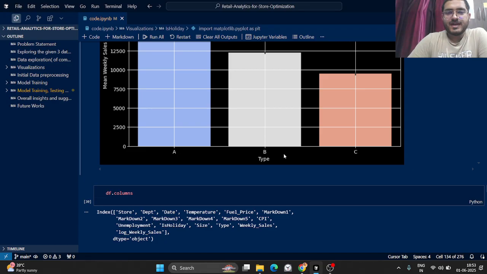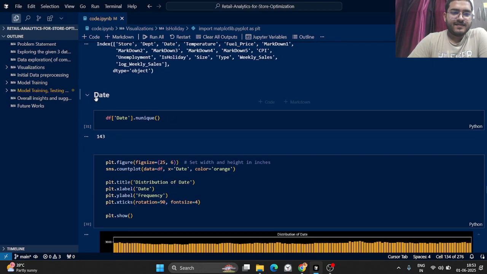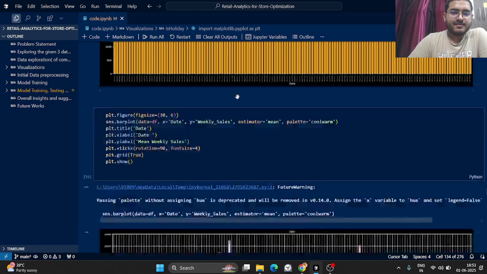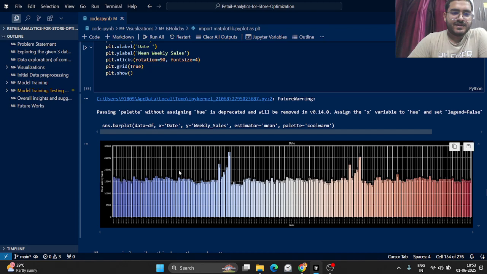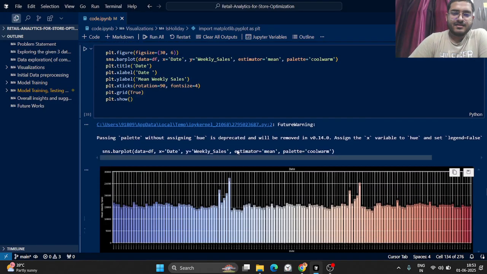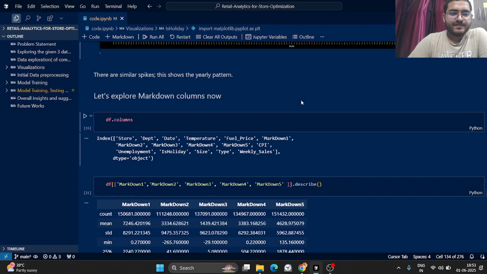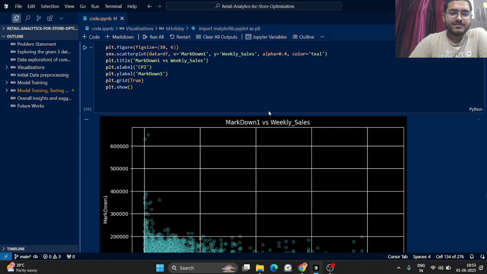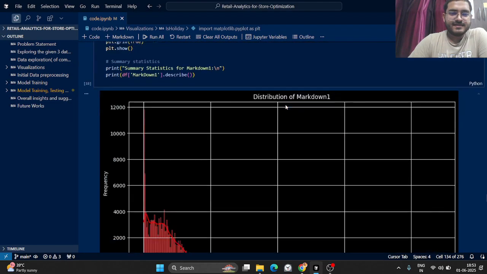There was a graph for type ABC. This was the average weekly sales, and we went on to plot the date. This was the weekly sales over date. We can see some kind of annual pattern, basically at the end of the year. We can zoom in and check it. We also tried to plot some of the markdowns versus weekly sales.